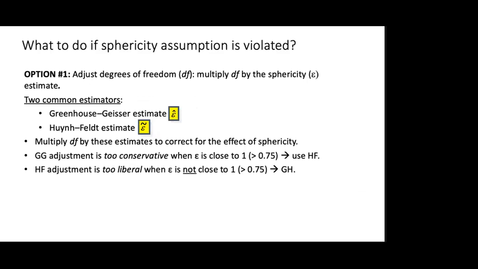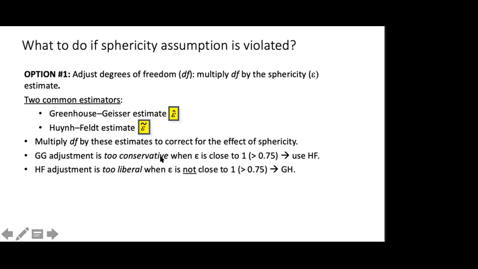So what do we do if we have a violation here? The first option, which I mentioned earlier, is to adjust the degrees of freedom. We do that by multiplying our degrees of freedom by the sphericity estimate that our software provides. There are two common estimators: the Greenhouse-Geisser estimate and the Huynh-Feldt estimate. You multiply your degrees of freedom by these estimates to correct for the effect of sphericity, and that makes your F-test more conservative.